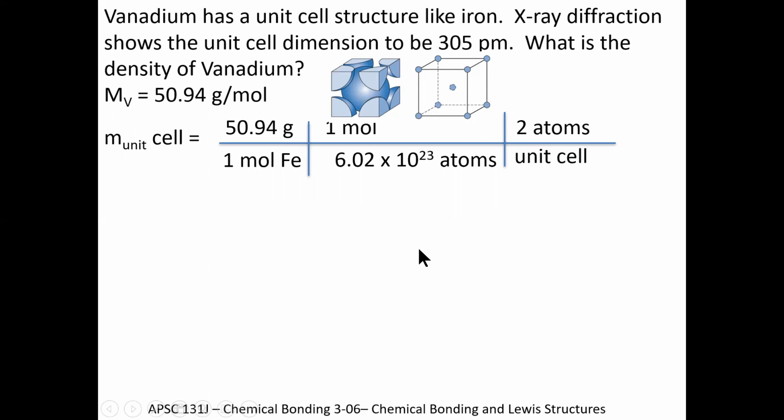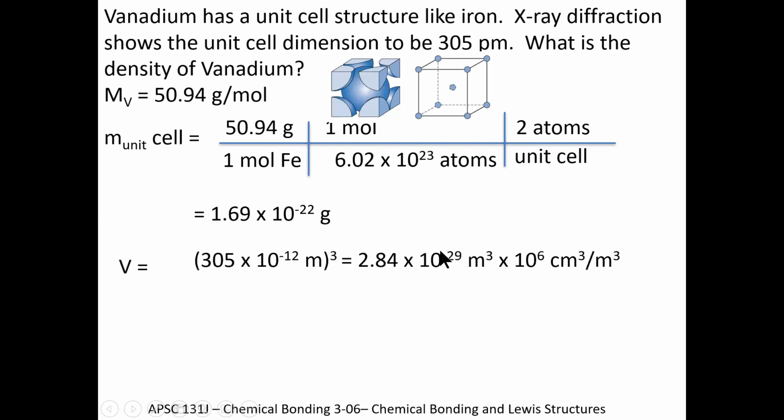So we can figure out the mass of the unit cell by taking 50.94, dividing it by 6.02 times 10 to the 23, and then multiplying by 2 atoms per unit cell. So again, we can cancel out the moles and we can cancel out the atoms. So we get grams per unit cell because there's 2 atoms. We doubled it. Now the volume is going to be that dimension of the unit cell cubed.